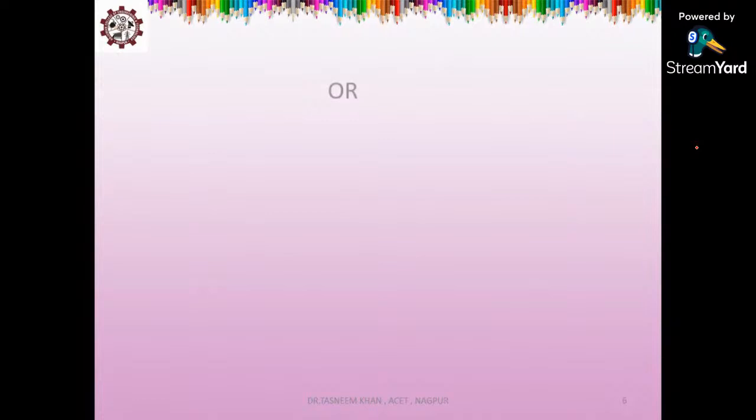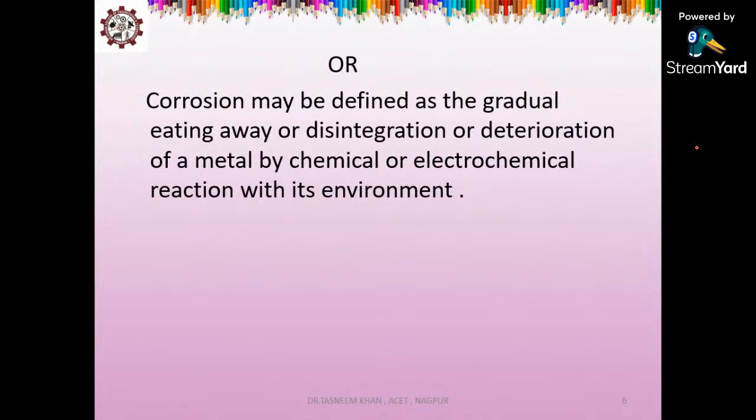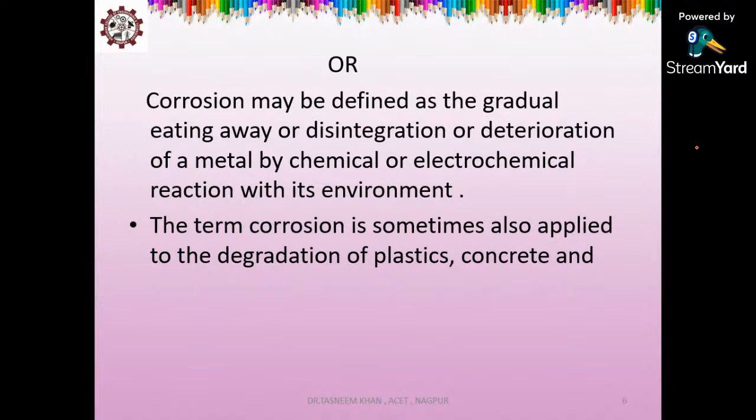So there is another definition which has been given here. That is, corrosion may be defined as the gradual eating away or disintegration or deterioration of a metal by chemical or electrochemical reaction with its environment. So there are many definitions which have been given. Okay, so we can say that corrosion is actually nothing but a deterioration of metal or destruction of metal, and in that process, that is in the process of corrosion, we are losing the solid metallic material through unwanted, or you can say unintentional, chemical or electrochemical reaction, which is nothing but the attack of environment on the surface. Fine. So the corrosion term is sometimes applied to the degradation of plastic, concrete, and even to the wood. But generally, it is referred to metal.